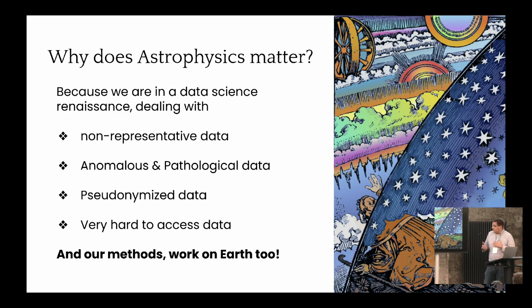And in my personal research, the type of stuff I deal with is data which is actually not representative of anything we have seen before. Really hard outliers, anomalies, pathological data sets, and in general, very hard to access data. So sometimes hard to access means that you have to ask your boss. For us, it means working for 10 years and launching a satellite to outer space. And that puts a price tag on it: if you can be a bit better in something, for us, that matters a lot.